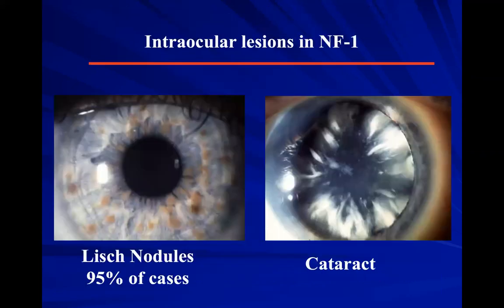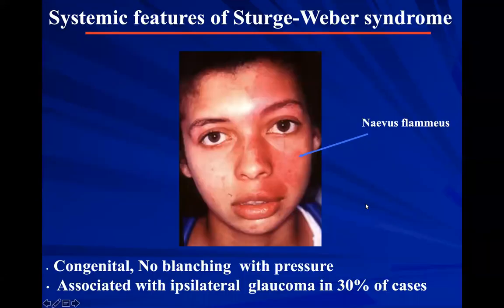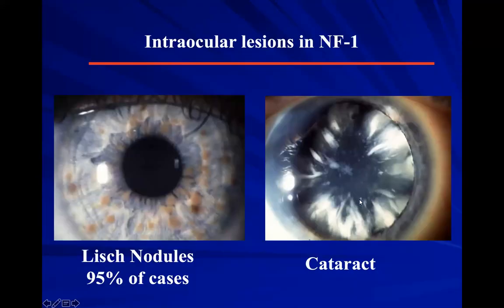Again, other intraocular lesions in neurofibromatosis are the Lisch nodules. And this is an important question, could be a multiple choice question or your OSCE. The Lisch nodules are very common. They occur in about 95% of the cases. And then of course your cataracts. Remember, this is your lens, it should be crystal clear, and unfortunately, there are some opacities.